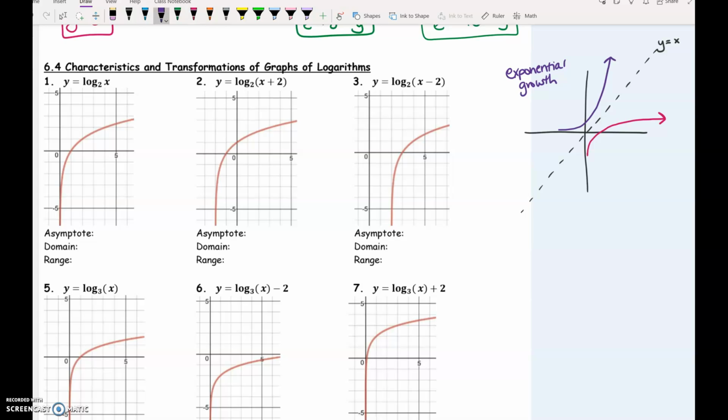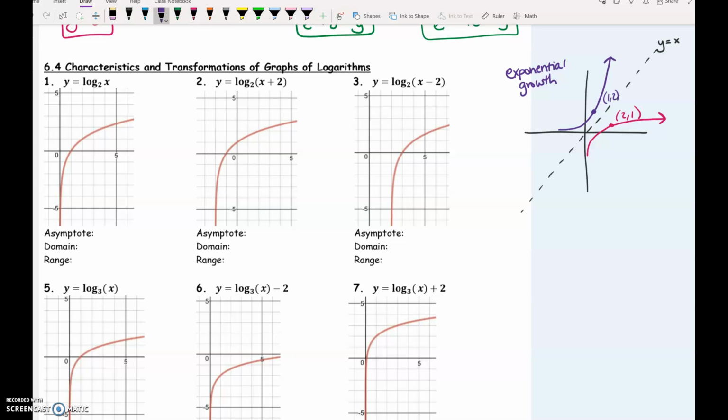So if this coordinate was like 1, 2, then this coordinate would be 2, 1. The x and the y's are switched.